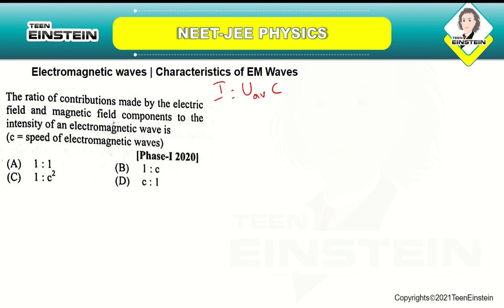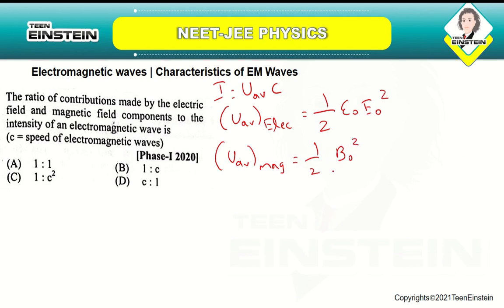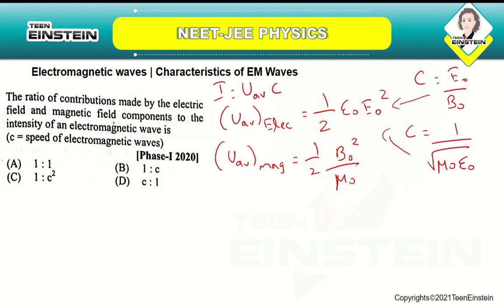So the average energy in terms of electric field is given by U_av equal to half epsilon naught E naught square, and similarly in terms of magnetic field U_av is given by half B naught square by mu naught. Okay, so we know that C is equal to E naught by B naught and C is equal to 1 by root of mu naught epsilon naught. Okay, so we are going to just substitute the values over here.